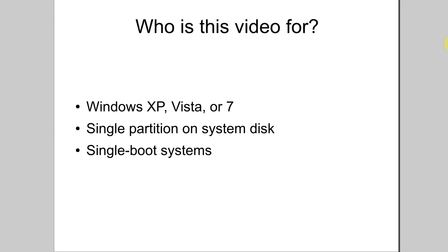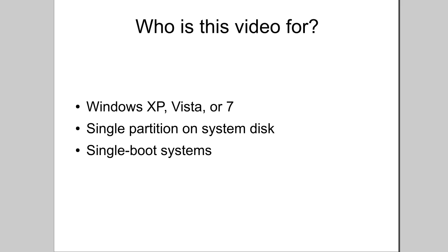Okay, so who is this video for? It's for people who use Windows XP, Vista, or the full version of Windows 7. TrueCrypt will not work with the release candidate of Windows 7. I'm not aware of any workarounds, but they could exist. It's for people who have a single partition on their system disk. So if you're running a multi-boot system, or you have multiple partitions on your system disk, then you'll have to tweak this a little bit. And it's also for single boot systems.